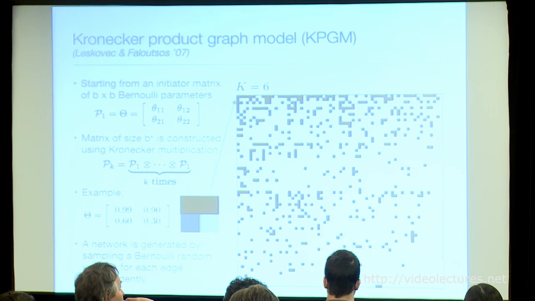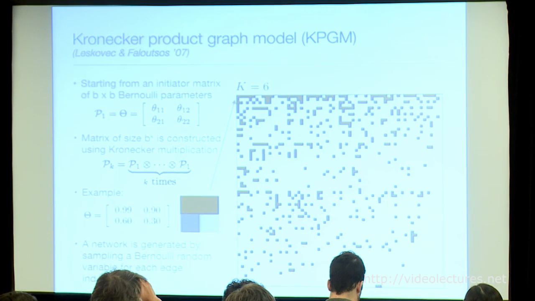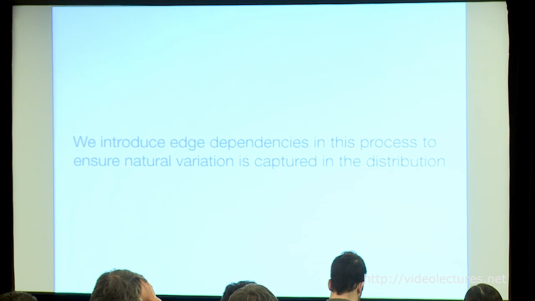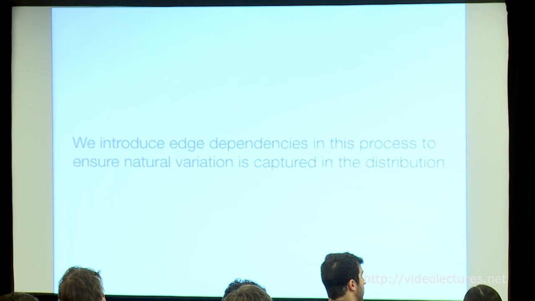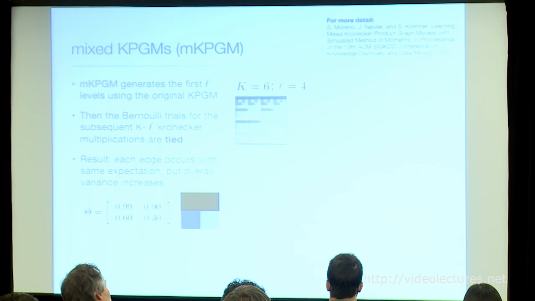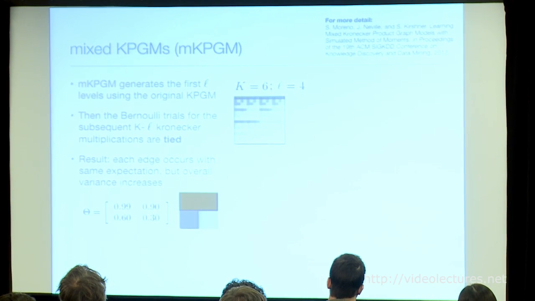And so what we're going to do is take this process. There are a lot of benefits to this Kronecker model process that Jure Leskovec and colleagues have studied over time. But what we're going to do is introduce edge dependencies in that Bernoulli process to ensure that we capture the variation that we see in the real world. That's what our mixed Kronecker product graph model does.